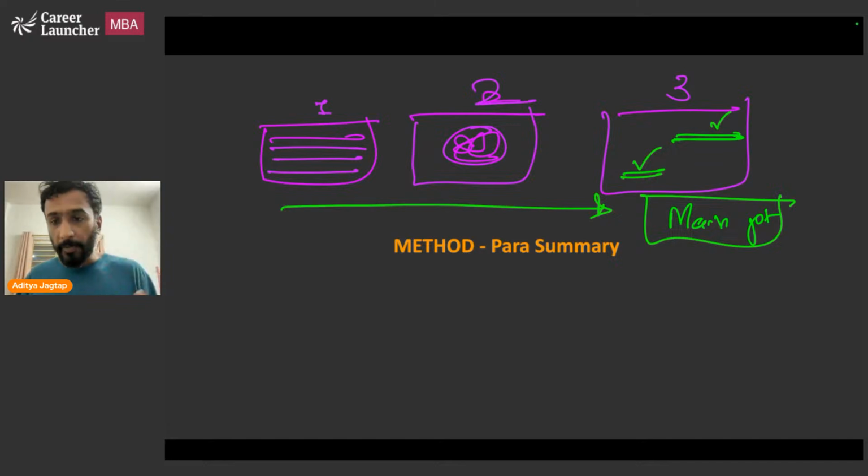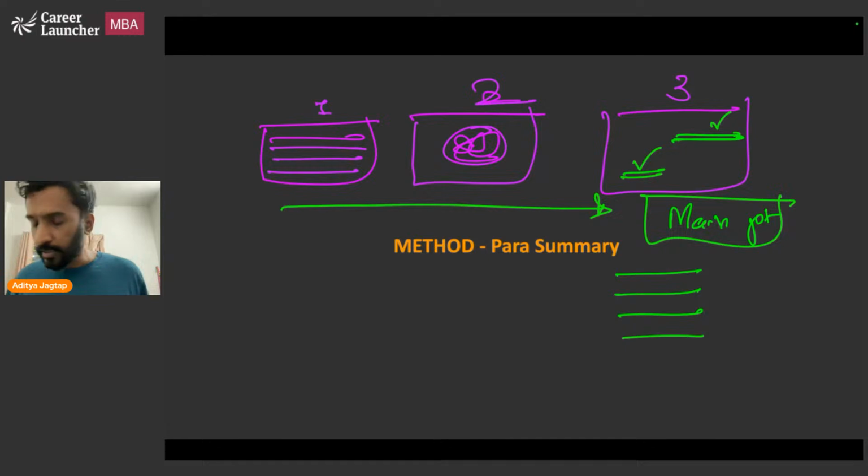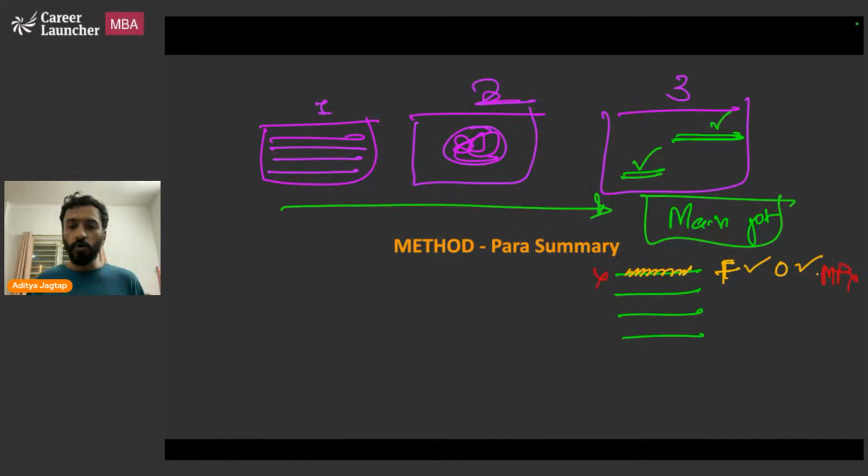For parasummary, what we want to remember is that the four options cannot be trusted. There are a few reasons why I can eliminate options, so I'll give you the specific reasons. Let's say I read option A and I notice that the facts are stated correctly, opinions are stated correctly. But the problem is that the main point is missing.